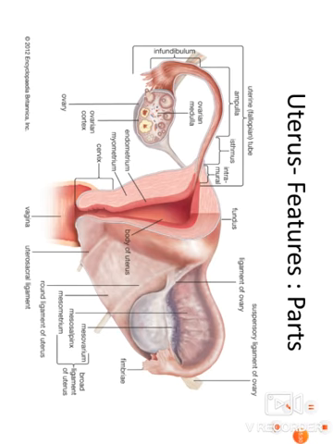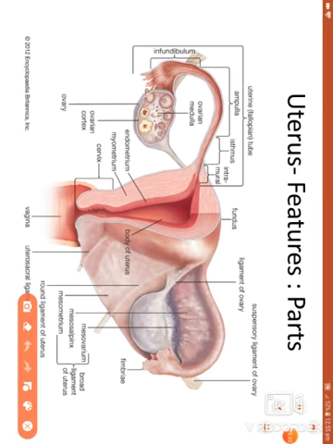Then coming to the parts and features of the uterus. We know the uterus is an important reproductive organ in females. It protects and provides nutrition to the fertilized ovum, which helps it grow into a fully formed fetus.